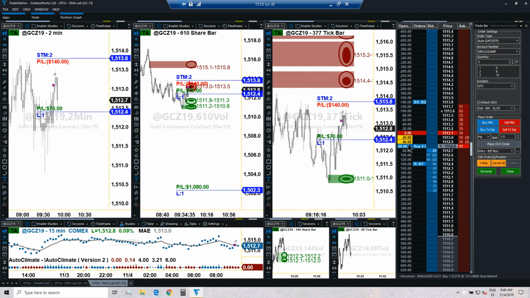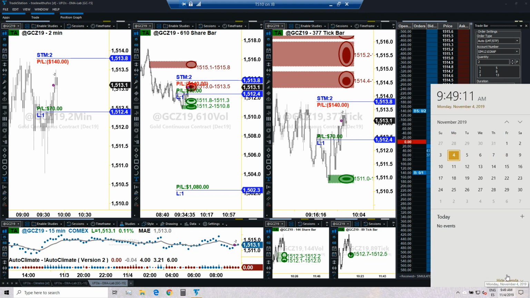Okay, and if gold was to come back to the blue territory instead of golden, then we would want to attempt to leave this trade for break even. Okay, that would be the way to do it. So we still got 50 seconds to go.